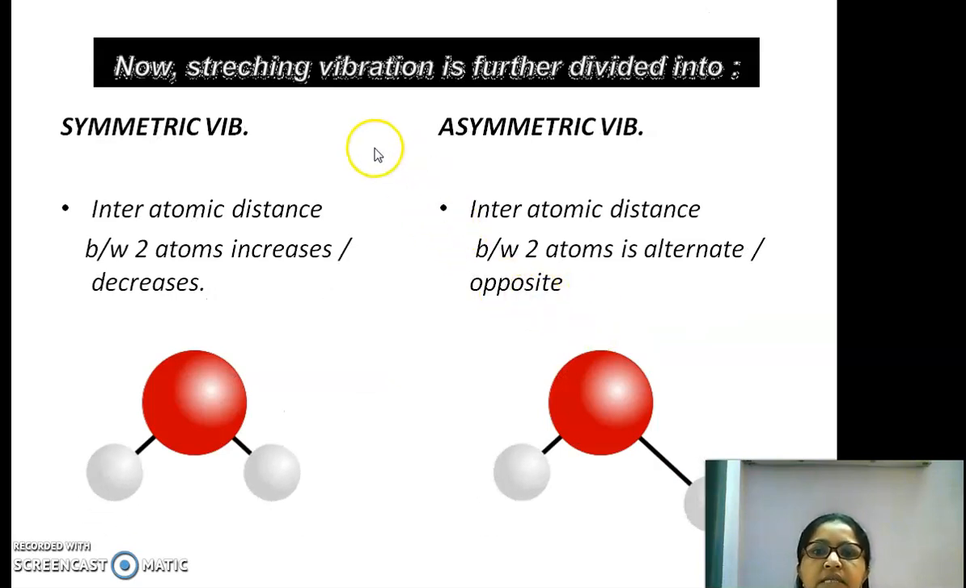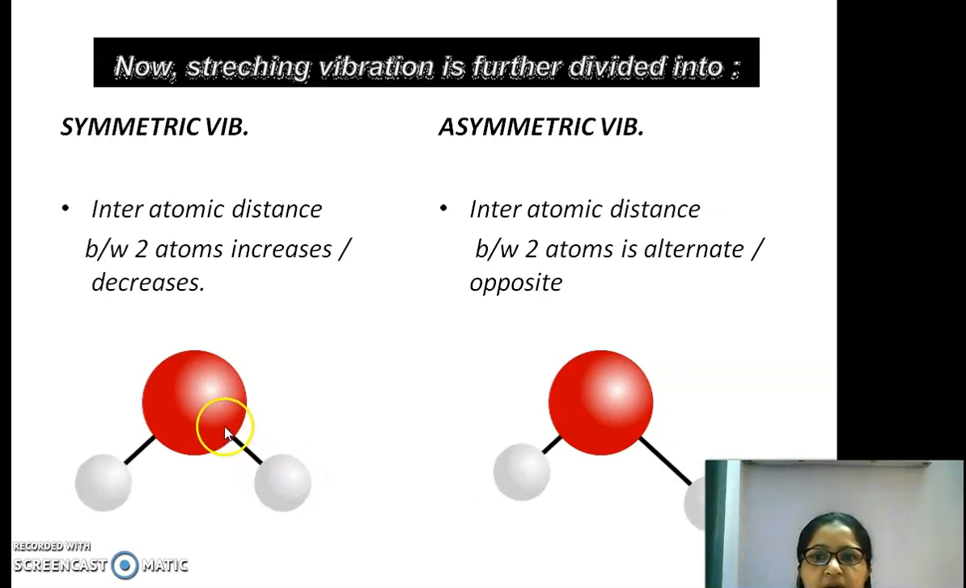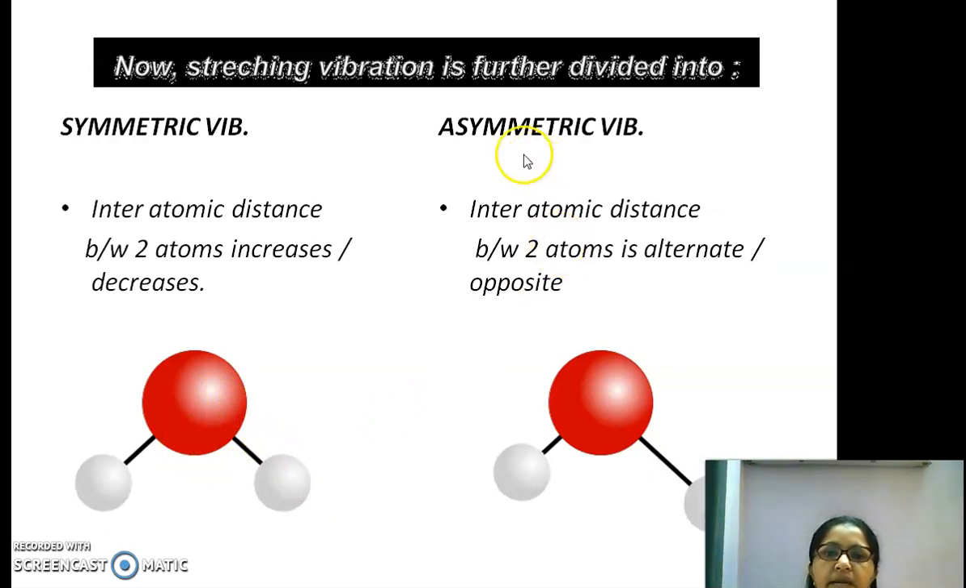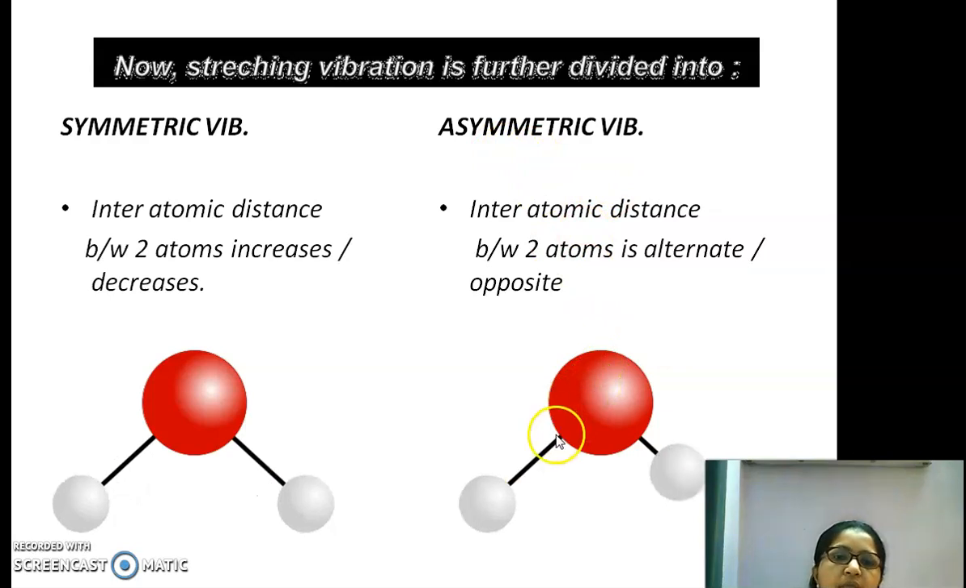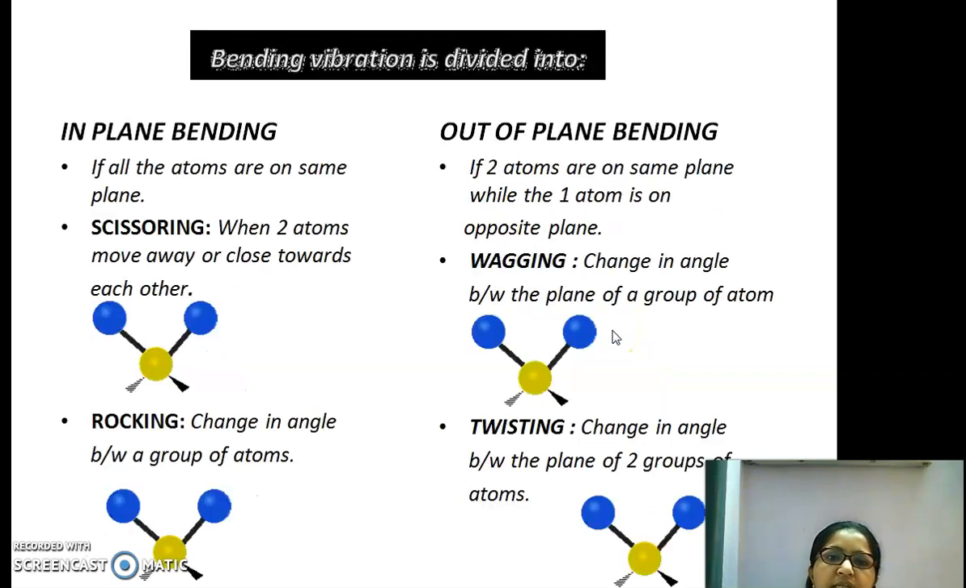The stretching vibration can be of two types: symmetric vibration and asymmetric vibration. You can see here both the bonds are lengthening and shortening similarly, symmetrically. Okay, so therefore it is called symmetric vibration. Here, see asymmetric vibration. One bond is shortening, another bond is lengthening. So therefore it is asymmetric vibration. Let us see the next one.